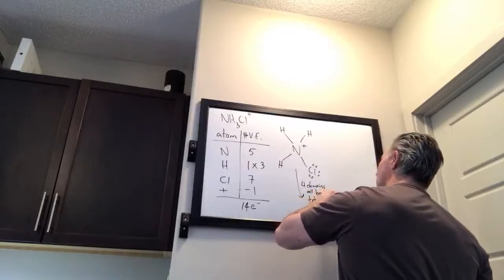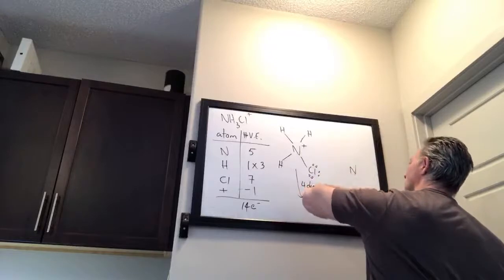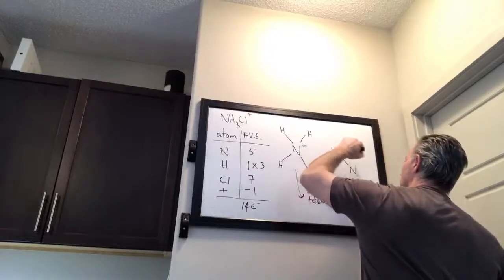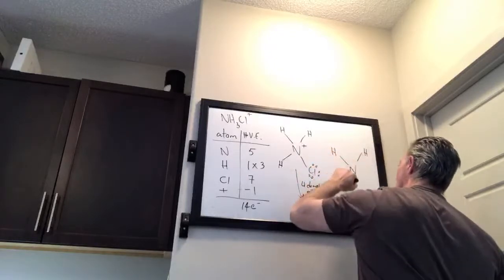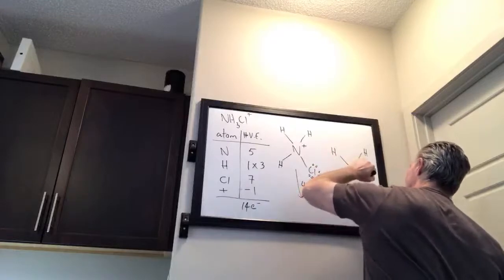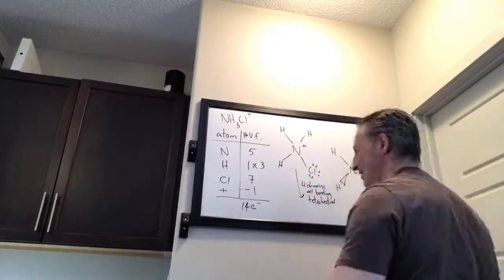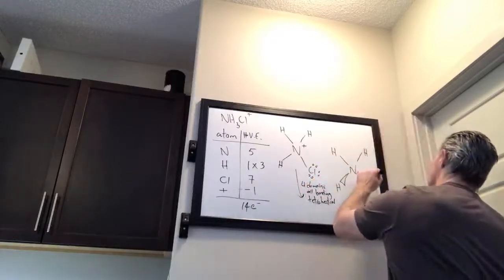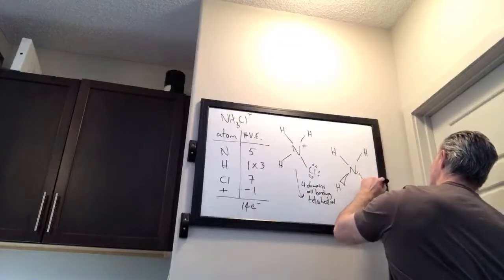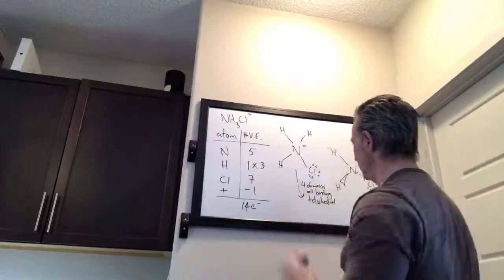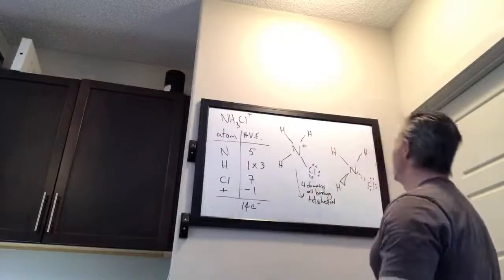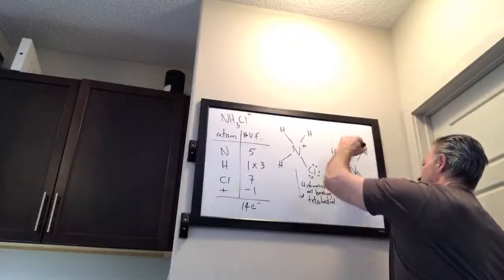So if you want to draw it properly, you'd say, two hydrogens in the plane of the board, one coming out at you, and then you can make the chlorine go behind. It doesn't have to be the chlorine going behind. I just chose it that way. You could put any one of them and replace them. It's pretty well symmetrical. And you get 109.5 degree bond angle.